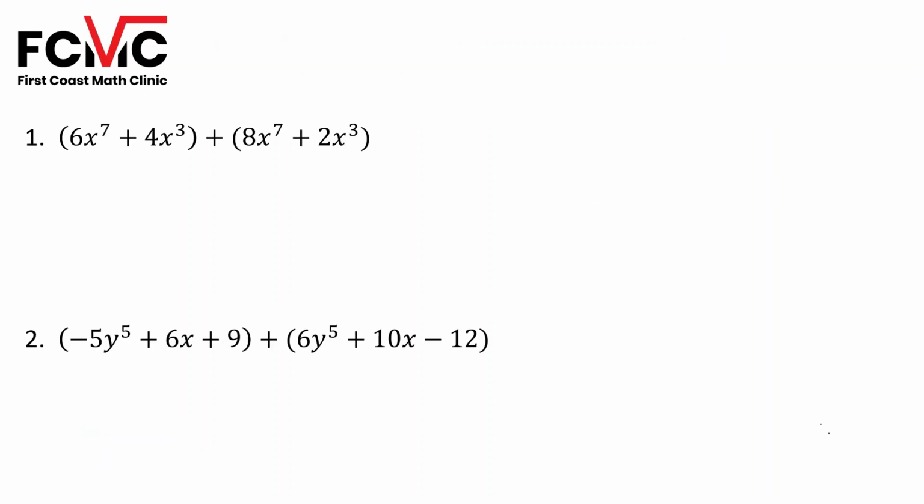In this video, I'm going to show you how to add polynomials. Number one, we've got 6x to the 7th plus 4x to the 3rd plus 8x to the 7th plus 2x to the 3rd. And to do this, we have to combine our like terms.